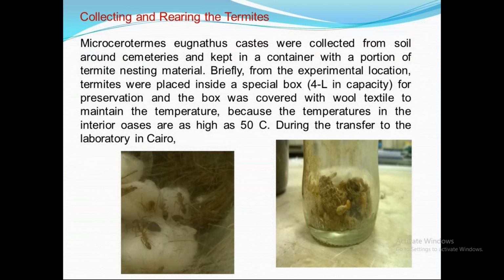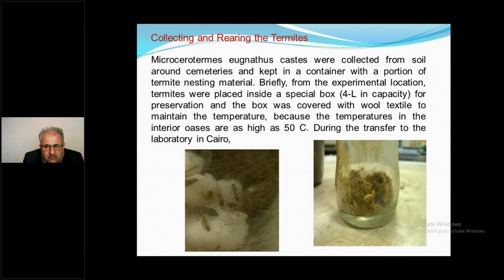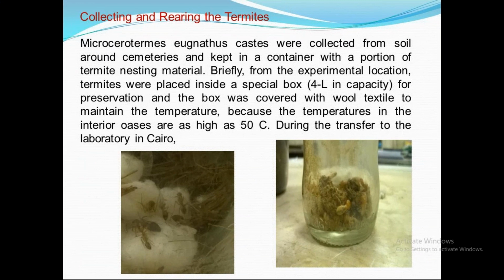Collecting and rearing the termites: microtermites and termite castes were collected from soil around the cemeteries and kept in a container with a portion of termite nesting materials. In this tomb, you could find a lot of termites around the tomb. So I collected them from the soil around the cemeteries and kept them in a container with a portion of termite materials.